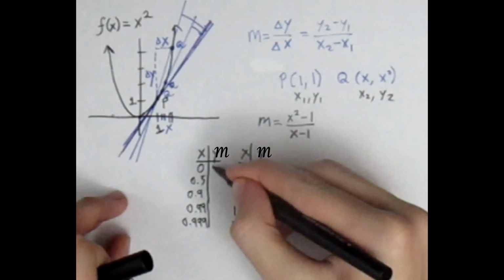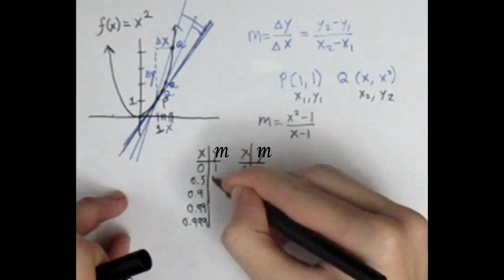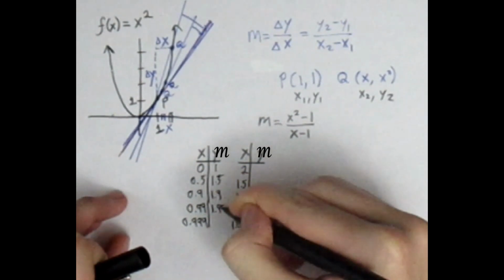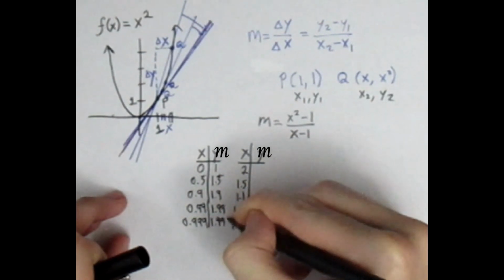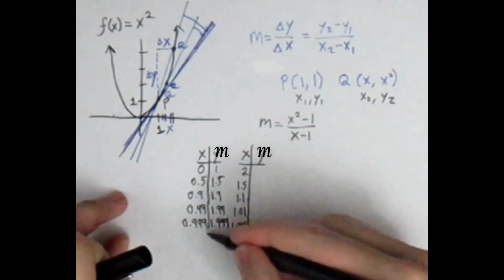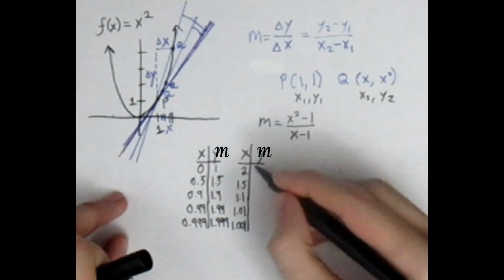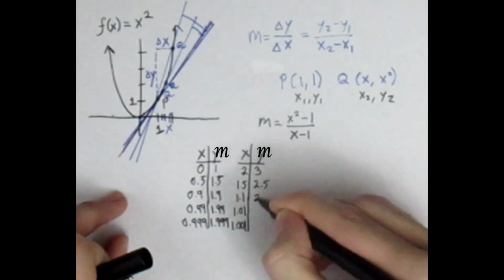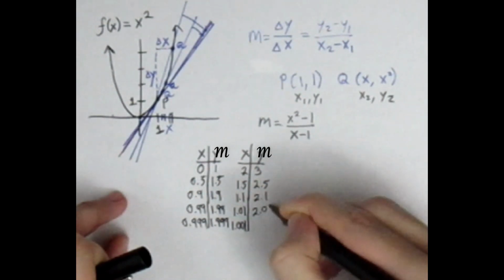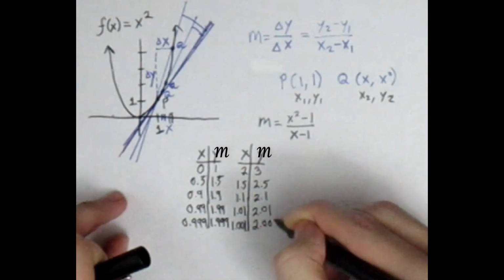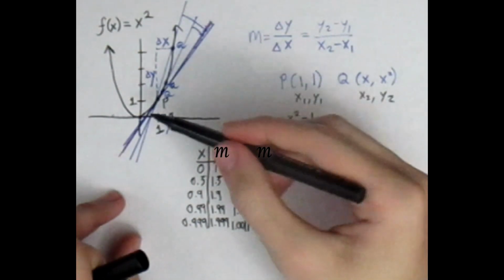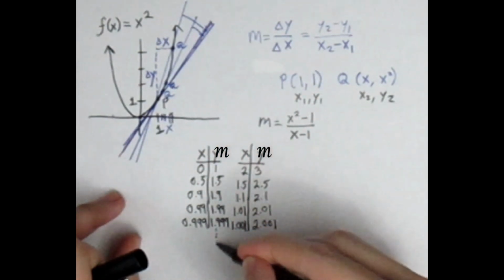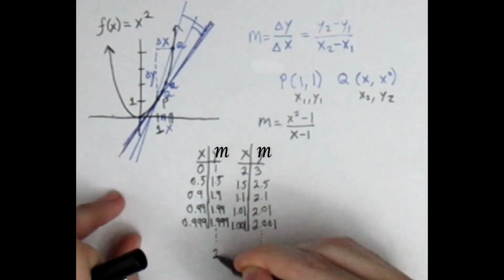When we plug in 0, we'll get 1. When we plug in 0.5, we'll get 1.5. Then 1.9, 1.99, and then 1.999, and however more precise that we want to go. When we plug in 2, we get 3. Plug in 1.5, we get 2.5, then 2.1, 2.01, and then 2.001. And it seems that whether we come from the left or we come from the right, we're getting closer and closer to the value 2.